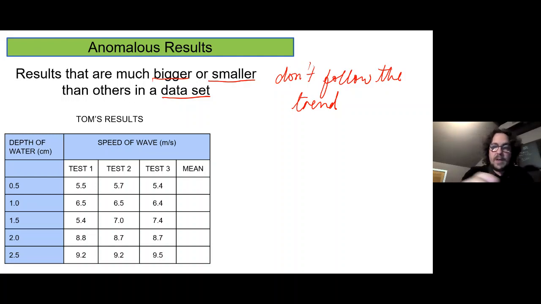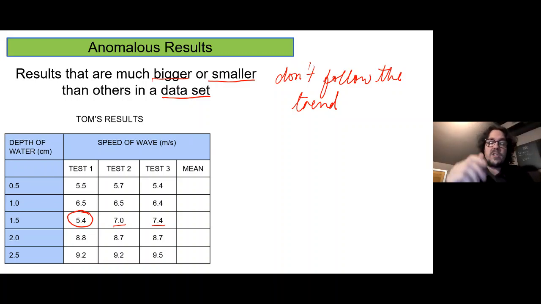Now, if you've had a chance to pause the video maybe and have a little look, what you might have found is, after studying it, that in fact this here is an anomalous result. You can see that compared to the other two measurements in that data set of 7 and 7.4, this 5.4 is significantly lower. All right, and therefore there was probably a mistake made in measuring for that result.